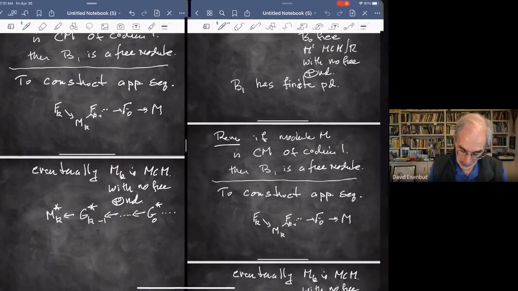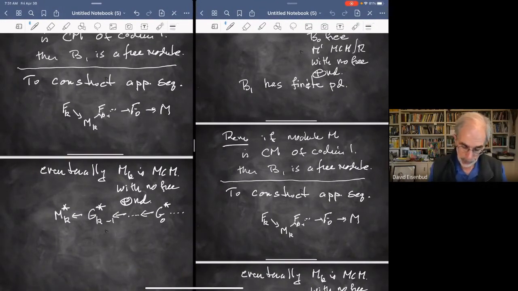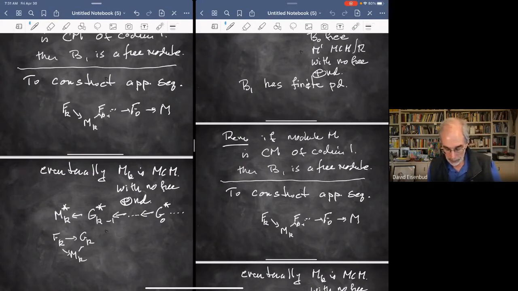And then I can take the dual of this resolution and splice it onto the Fs. So I can make F, GK, this is MK in between. And of course, the map from GK minus 1 star to MK star dualizes to a map from MK to GK. MK is reflexive in this case, a general fact. And then I can go down to G0. And this, of course, goes on forever, typically.